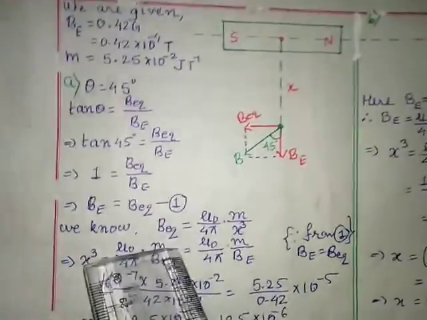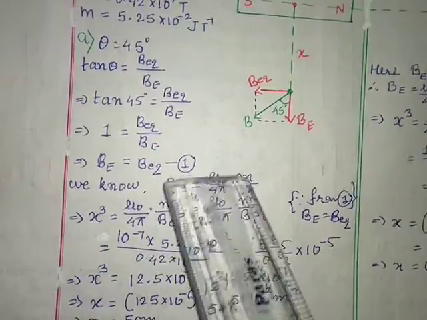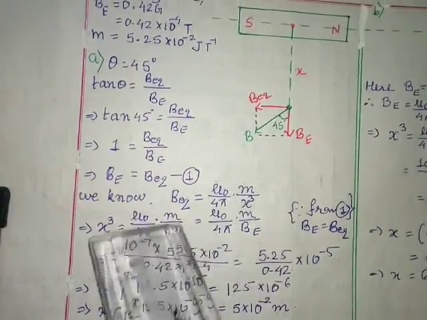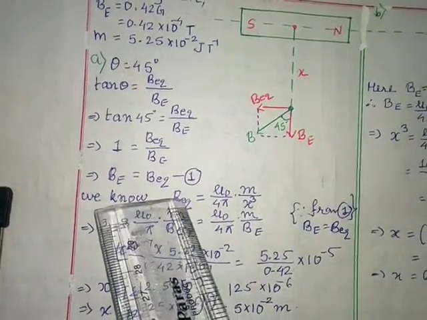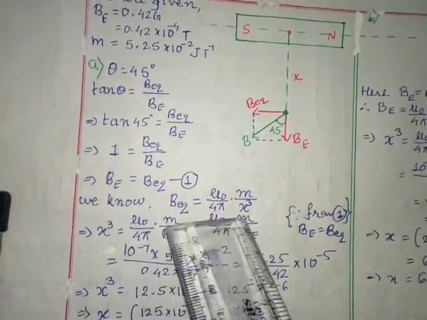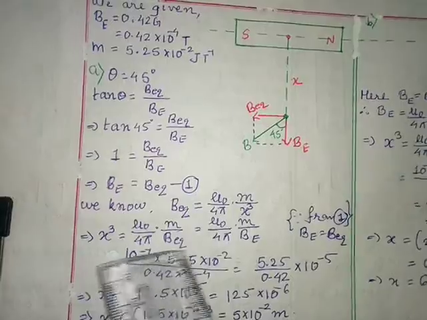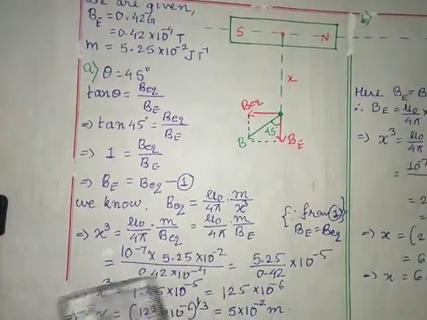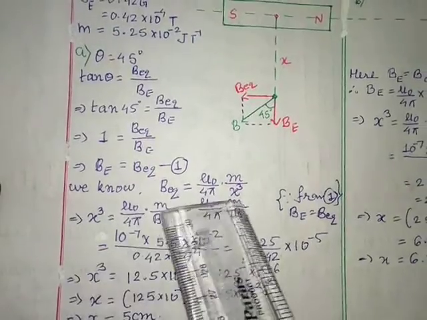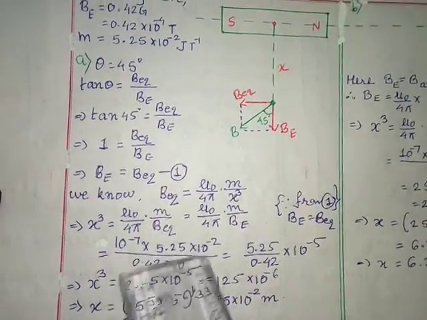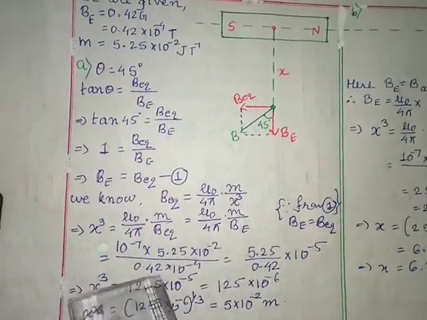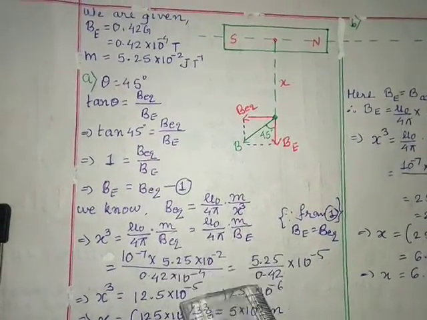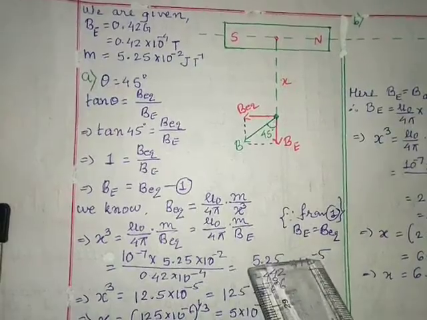Now we know B equatorial is equal to mu naught by 4 pi into m by x cube. This is the formula. Transfer x cube here and B equatorial this side. So you get x cube equal to mu naught by 4 pi into m by BE, because BE and B equatorial are the same from equation 1. Then put in the values: mu naught by 4 pi is 10 to the power minus 7, m is given as 5.25 into 10 to the power minus 2, and BE is 0.42 into 10 to the power minus 4. Simplify, you get 5.25 by 0.42 into 10 to the power minus 5.